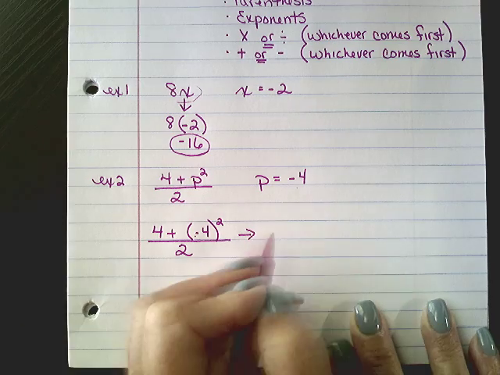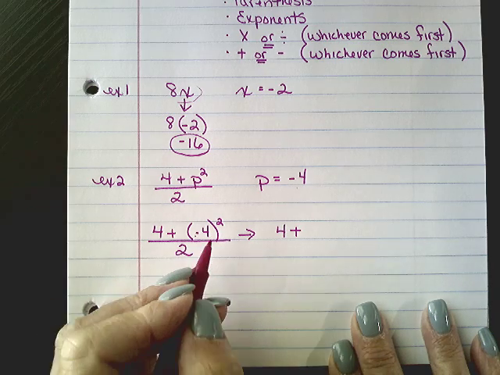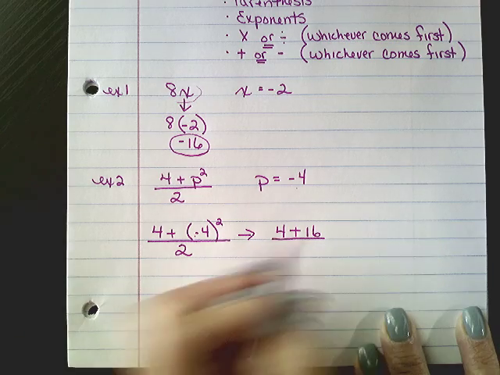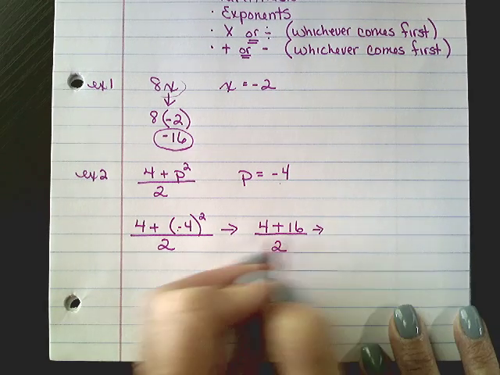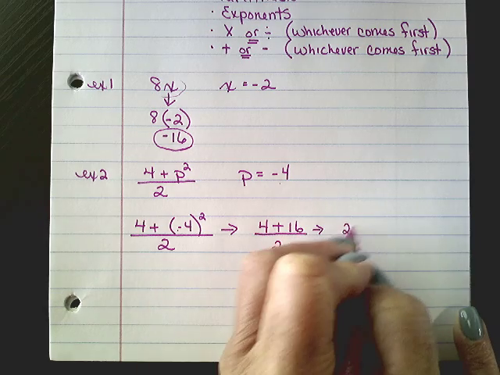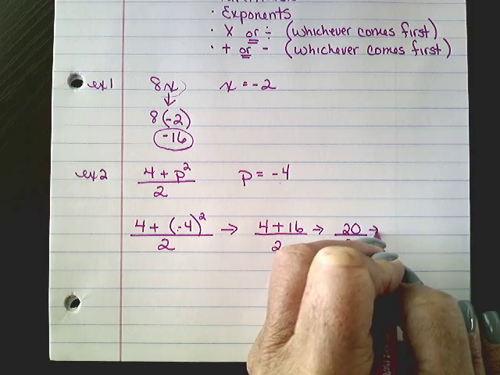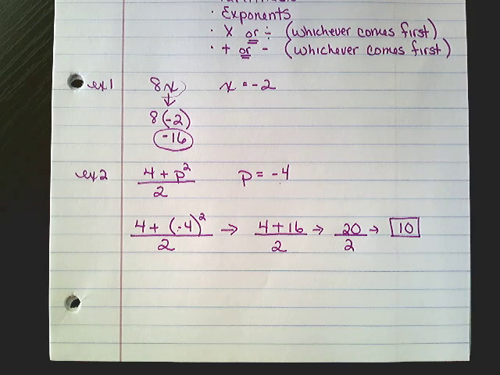I'm going to go this way. So now I have 4 plus -4 times -4, not -4 times 2. -4 times -4 is positive 16 over 2. So now all we have left is addition. So 4 plus 16 is 20 divided by 2. And 20 divided by 2 is equal to 10. Okay? So you're removing the variable and substituting in the value that has been given. All right.